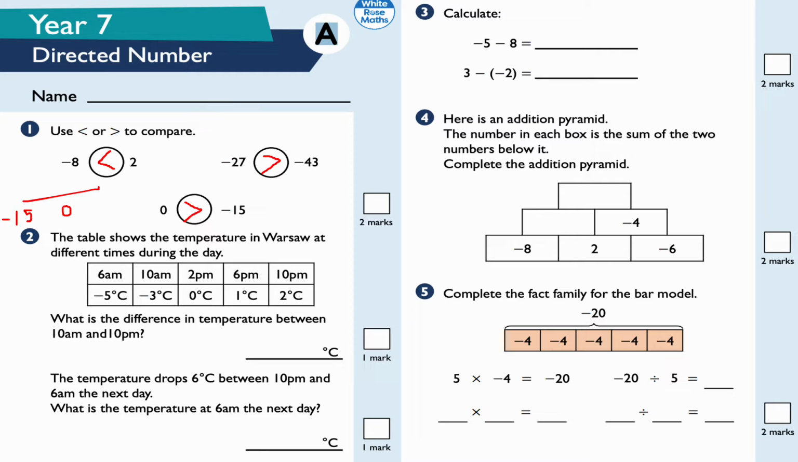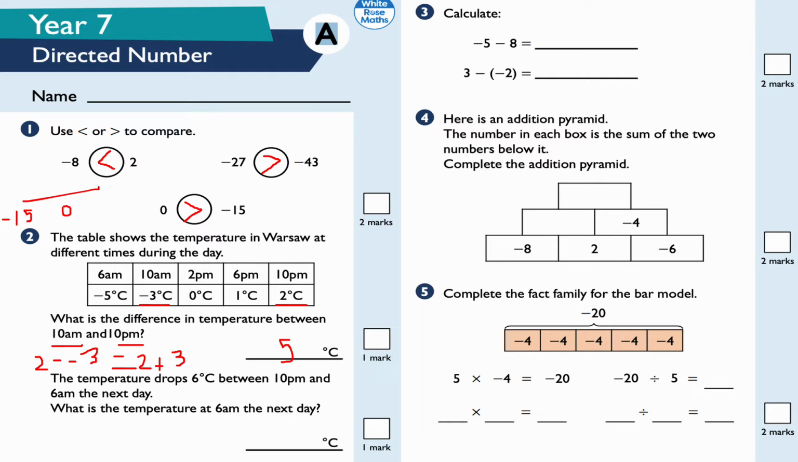This is question number 2, guys. The table shows the temperature in Warsaw at different times during the day. What is the difference in temperature between 10 a.m. and 10 p.m.? 10 a.m. is -3 degrees. 10 p.m. is 2 degrees. So if I find the difference, if I do 2 take away -3, well, that becomes 2 plus 3, which is 5. So the difference is 5 degrees.